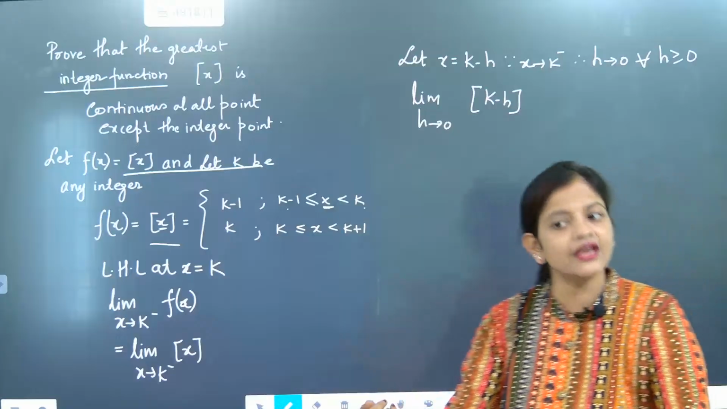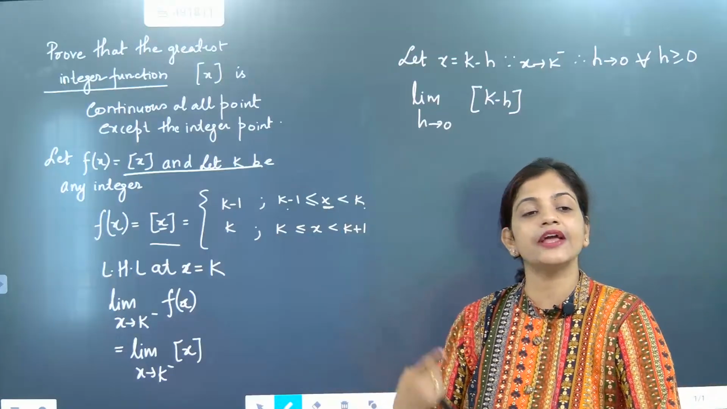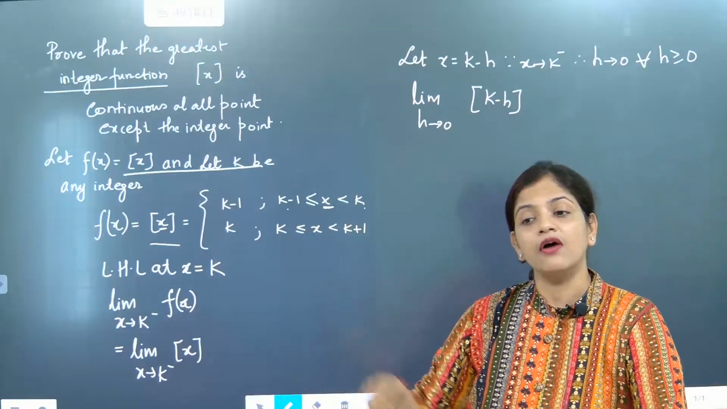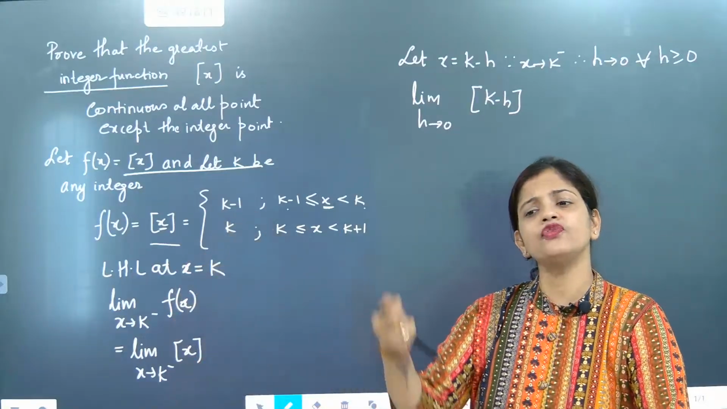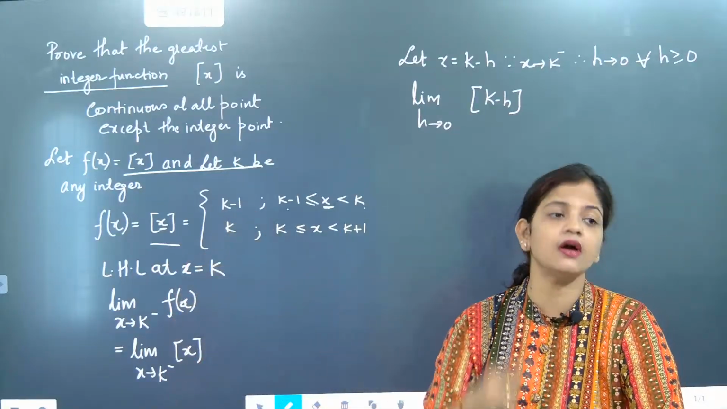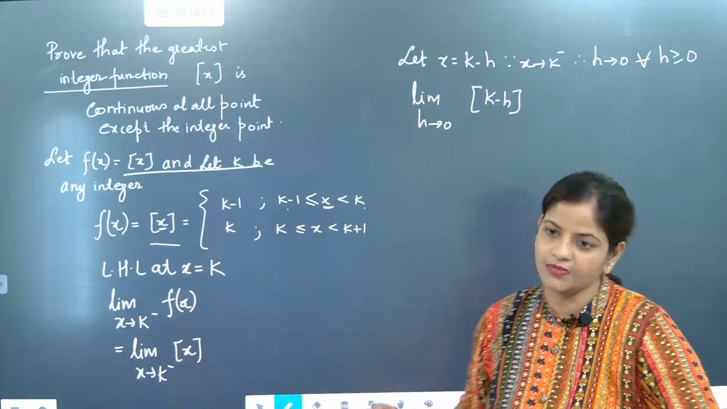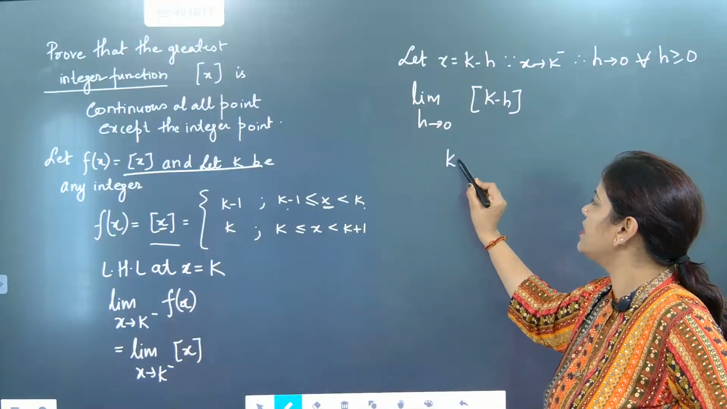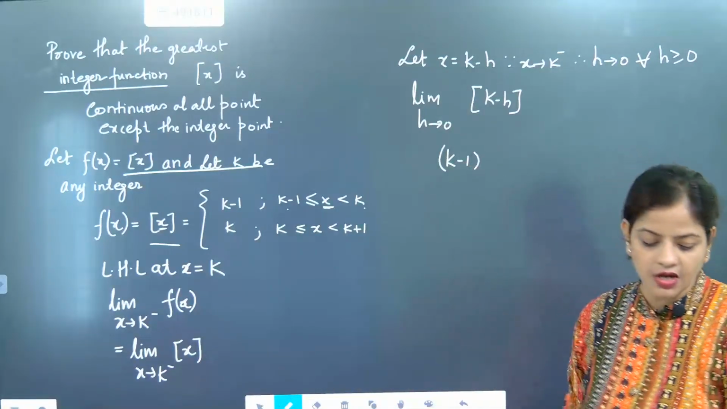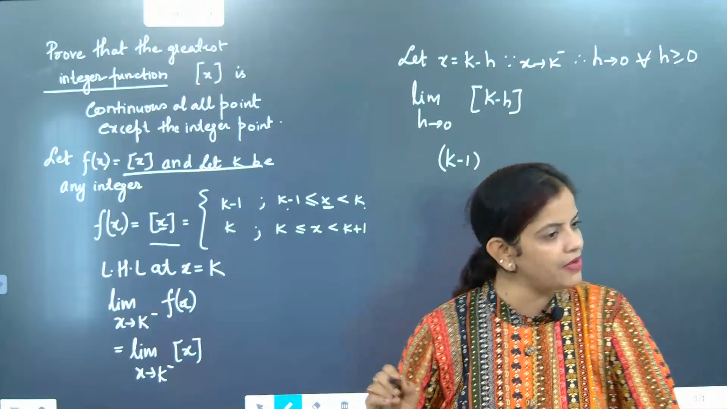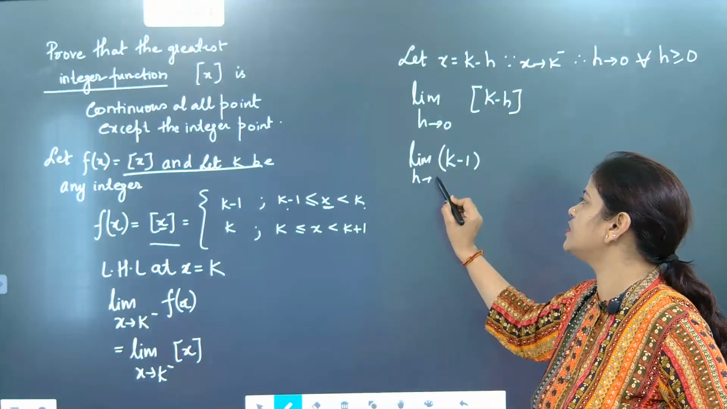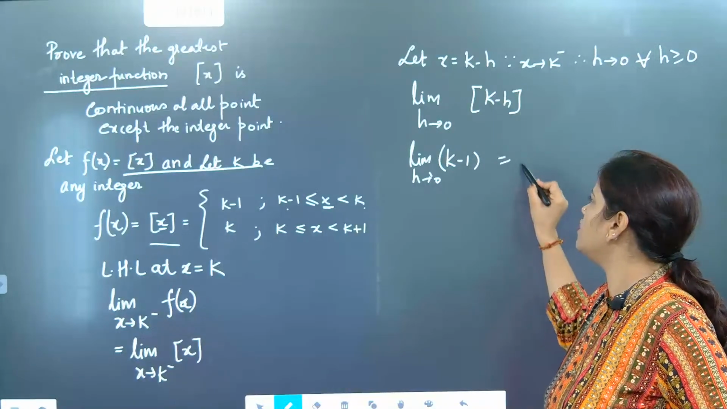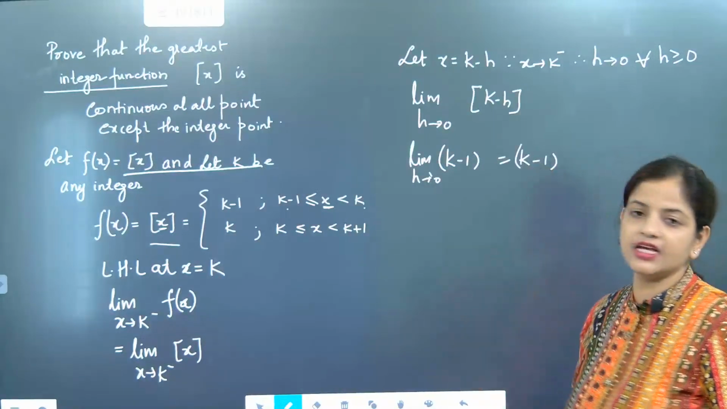1 lesser than k. I told you, when you take x equal to 4, after LHL what will come? 3. So if you take k as any value, 1 lesser than that value will come. So what answer will come here? It will come k minus 1. What value will come? k minus 1. So if you write it like this also, limit h tends to 0, no problem. The answer will be k minus 1.